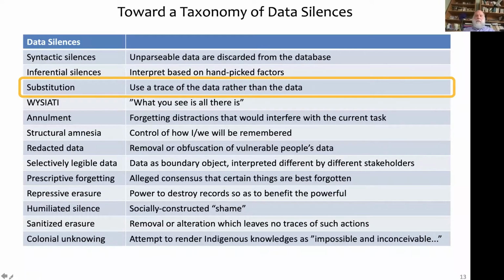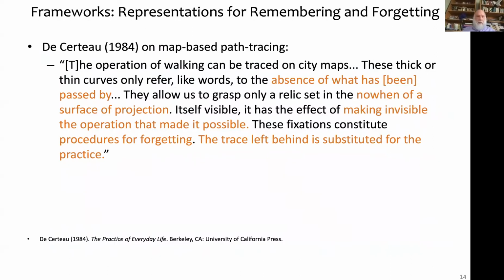Substitution occurs, and this happens to us all the time, especially those of us who love data. When we take the best data we can get and treat those data as if they're the thing we're trying to measure. And almost always, it's a trace of the data. So here's a fancy version of that thought from de Certeau. The operation of walking can be traced on city maps. These thick or thin curves only refer, like words, to the absence of what has passed by. They allow us to grasp only a relic set in the non-place of a surface of projection. And so if we remember that our data are representations and are therefore substitutions, then we may know what to do about that fact. But often, and I'm describing myself as well as other people, often we don't remember that we're dealing with traces, and we treat the trace as if it were the data.